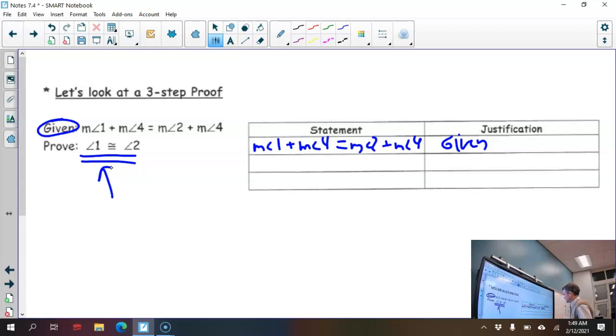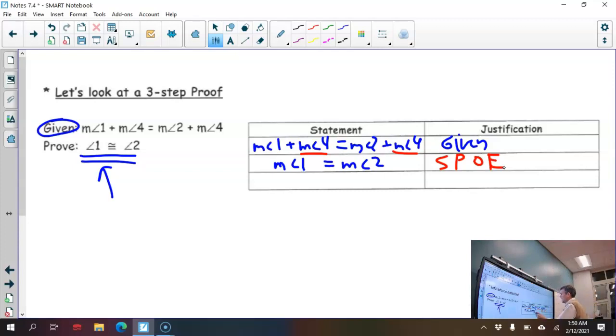I think I see it. I think I can say that the measure of angle 1 equals the measure of angle 2. And all I did was get rid of this guy. Essentially, I did algebra. I subtracted the measure of angle 4 from both sides. This would be the subtraction property of equality, which you can abbreviate the SPO. The SPO means this. It means I subtracted the same thing from both sides and they're still equal. That gets done in algebra a lot.